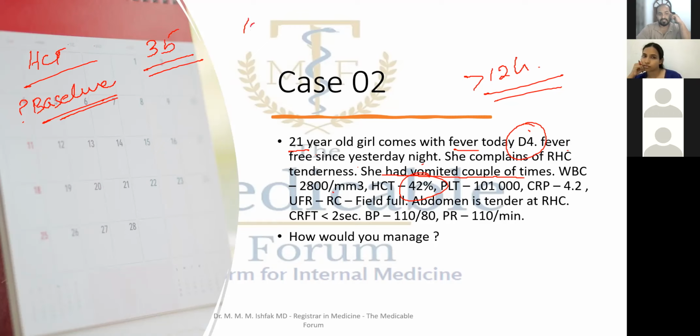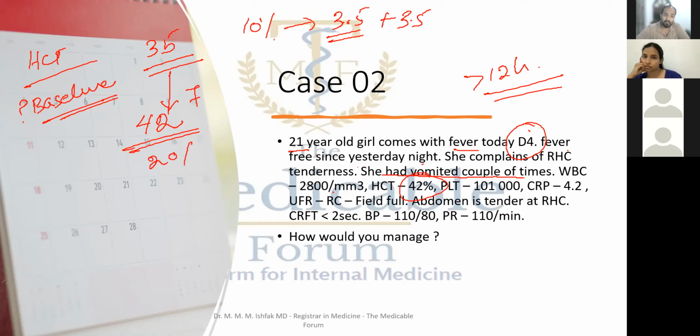So what is a 10% rise of hematocrit? It is a rise of 3.5. Let's say now the hematocrit is 42. From 35, how much has increased? 5, 6, 7. Almost 7 has increased, right? So if 7 has increased, that means 3.5 plus 3.5, this is actually a 20% rise. So a 20% rise in hematocrit means the patient is definitely leaking.